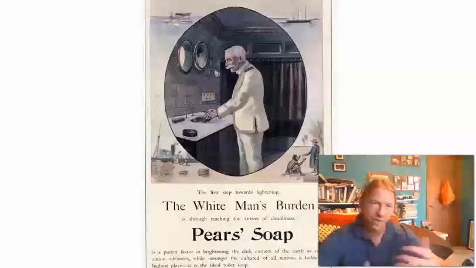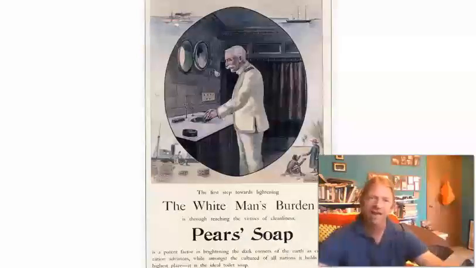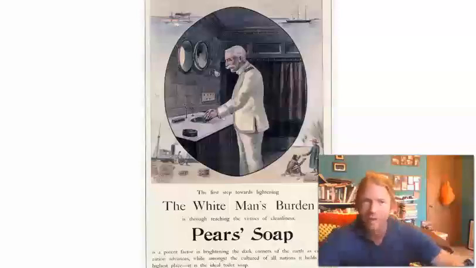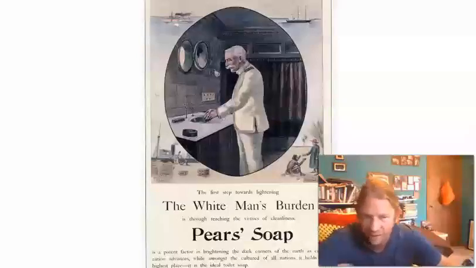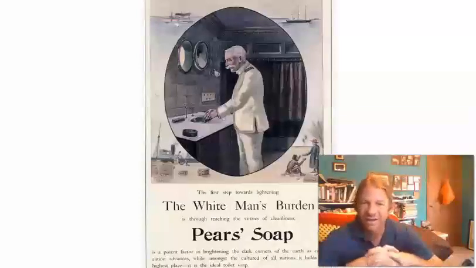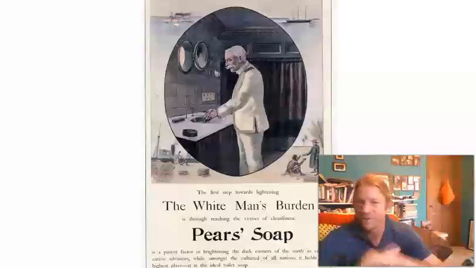but it was an idea that was used by imperialist powers to suggest that white Western civilization was the most advanced, and that it was the white man's burden to bring civilization to the less advanced, less civilized native people of the world. In this advertisement, you can read, the first step towards lightening the white man's burden is through teaching the virtues of cleanliness. Pear soap is a potent factor in brightening the dark corners of the earth. It's using its soap to suggest that it's part of this racist process of imperialism and bringing white civilization to people that were believed to be inferior in the developing world.